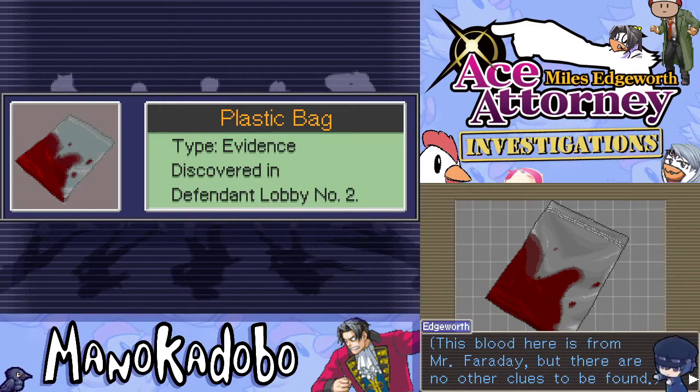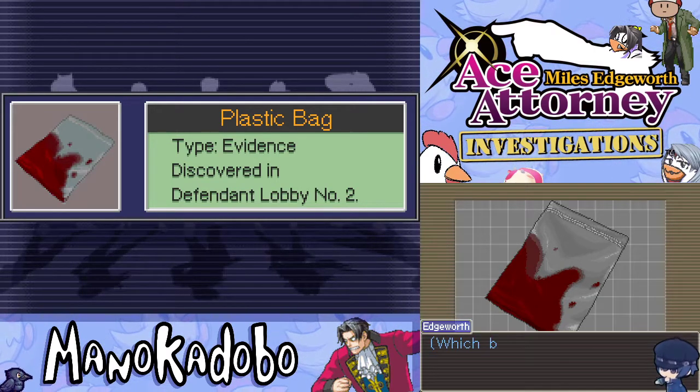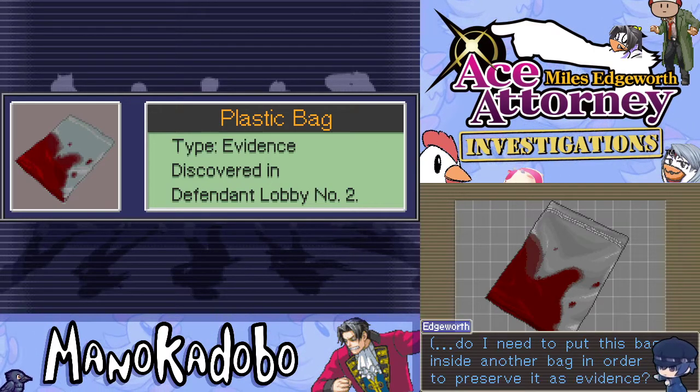The blood here is from Mr. Faraday, but there are no other clues to be found. Which begs the question, do I need to put this bag inside another bag in order to preserve it as evidence?